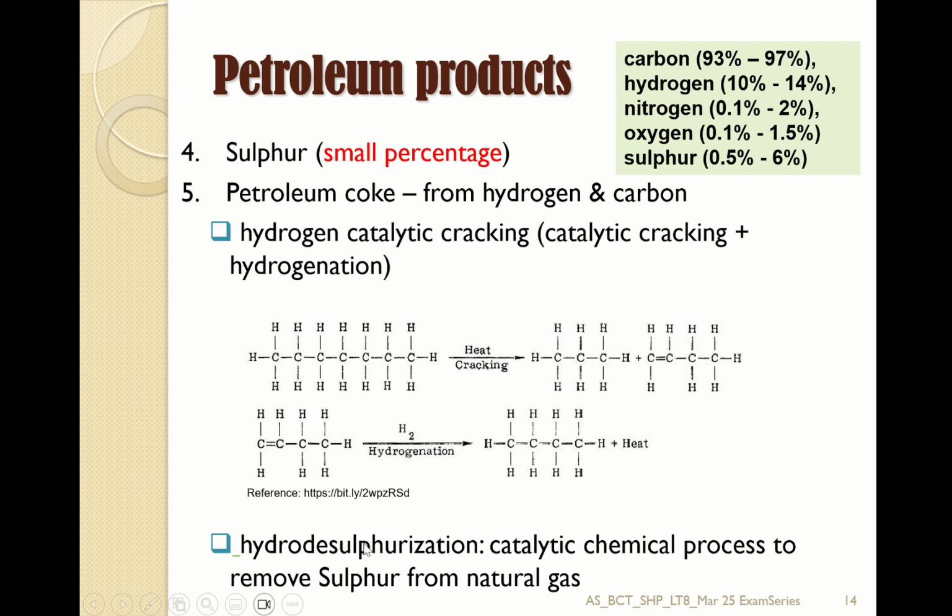Hydrodesulfurization, from the word here, desulfurization means to remove the sulfur lah, because we don't want the sulfur in the process. Sulfur, if it's in your fuels, when you burn it, it's not so good lah, because it's released as SO2, which is not good for the environment. So they remove the sulfur.